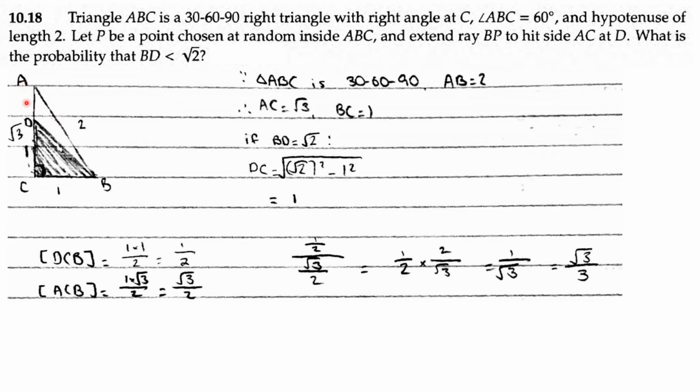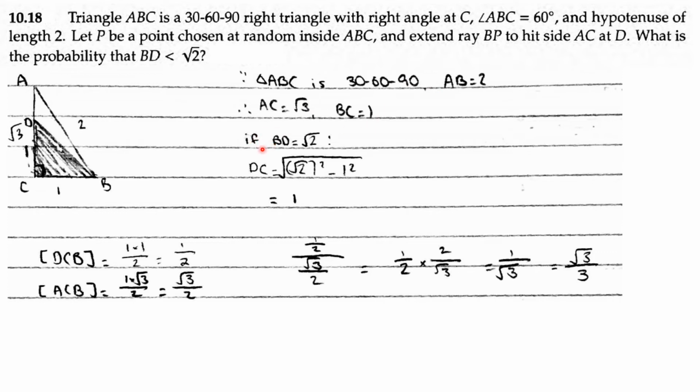So if this is the triangle ABC and angle ABC is 60 degrees, so BAC is 30 degrees and ACB is 90 degrees. And if point P is inside the shaded area and BP extended meets at D, we want BD to be less than square root 2. So since this is a right triangle and we know that AB is equal to 2, that means AC is equal to square root 3 and BC is equal to 1, because it's a 30, 60, 90 right triangle.